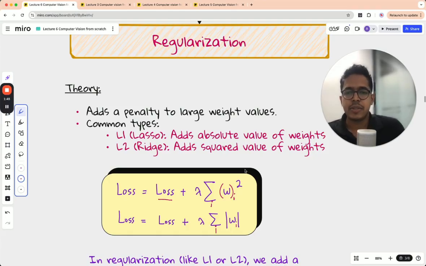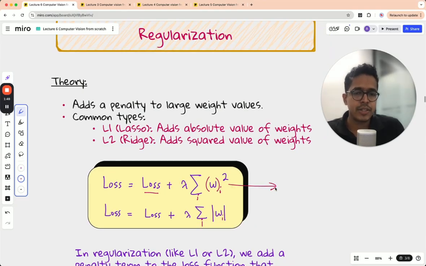So there are 2 types of regularization, L1 and L2. This is L2. L2 is called ridge regularization, and this is L1, and L1 is called lasso regularization.